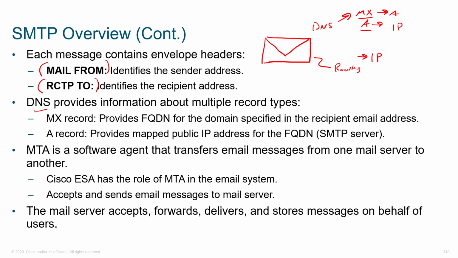When we talk about an MTA, this is going to be a mail transfer agent. It's software that transfers email messages from one mail server to the other. So if you think about internet traffic, we pass a packet from hop to hop, and those routers make the connections. We're not necessarily looking at router hops in this case. We're looking at email servers.